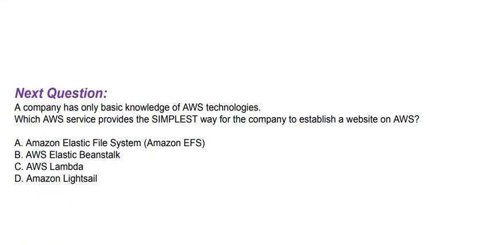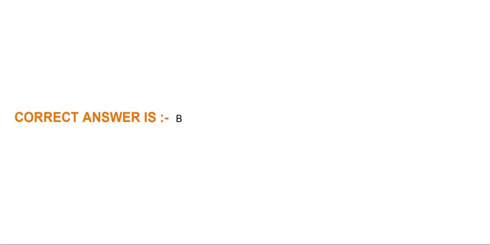Next question is, a company has only basic knowledge of AWS technologies. Which AWS service provides the simplest way for the company to establish a website on AWS? Option A, Amazon Elastic File System. Option B, AWS Elastic Beanstalk. Option C, AWS Lambda. And option D, Amazon Lightsail. The correct answer is option B.